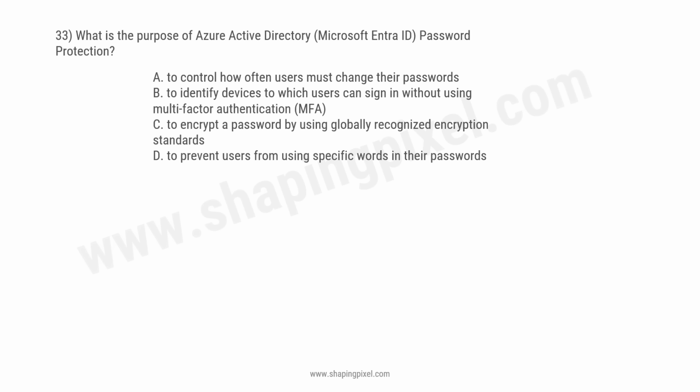Question number 33. What is the purpose of Azure Active Directory password protection? And you have four options. Option A, to control how often users must change their password. Option B, to identify devices to which users can sign in without using multi-factor authentication. Option C, to encrypt a password by using globally recognized encryption standards. Option D, to prevent users from using specific words in their passwords. So the right answer is option D.